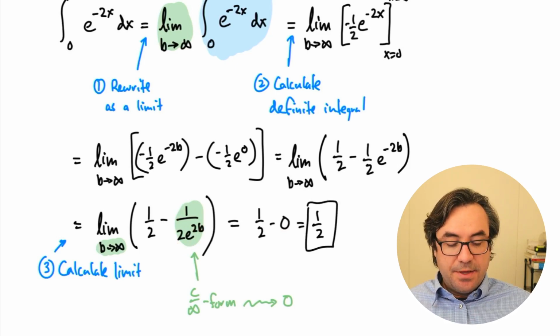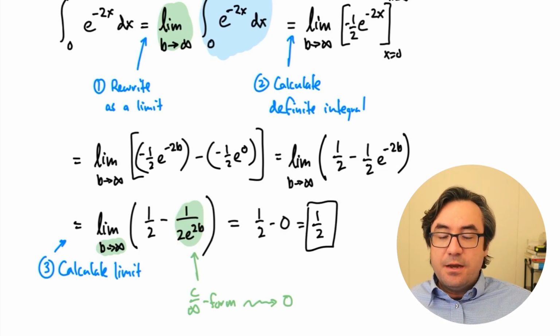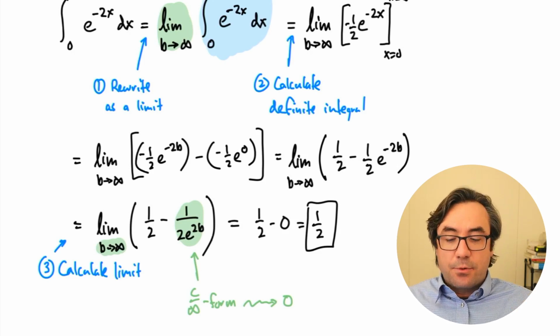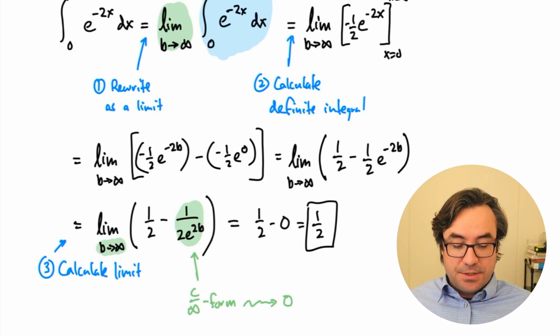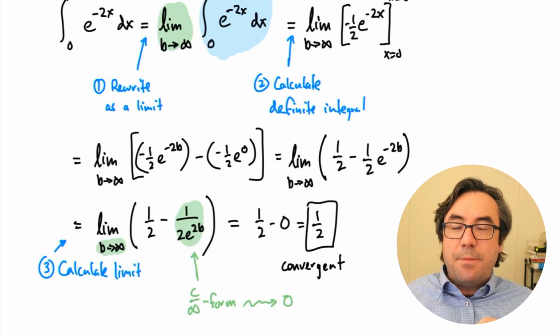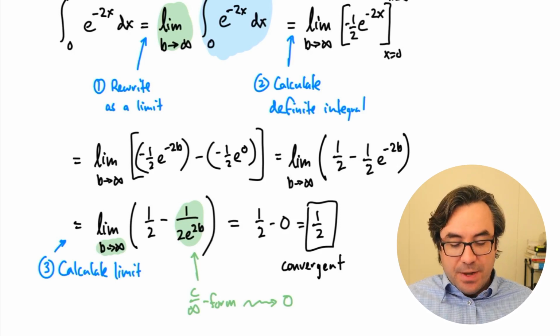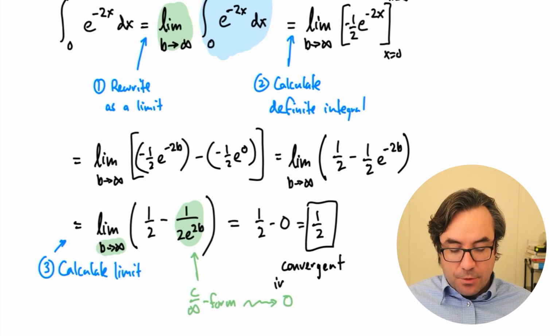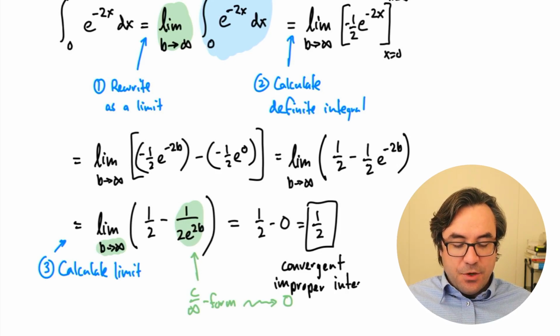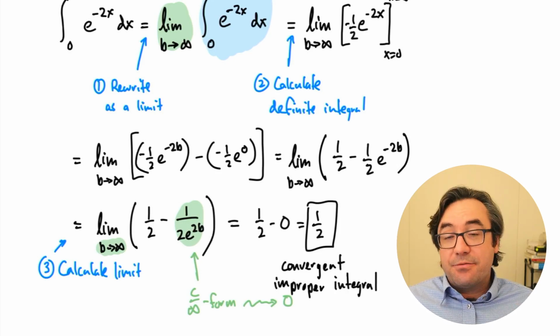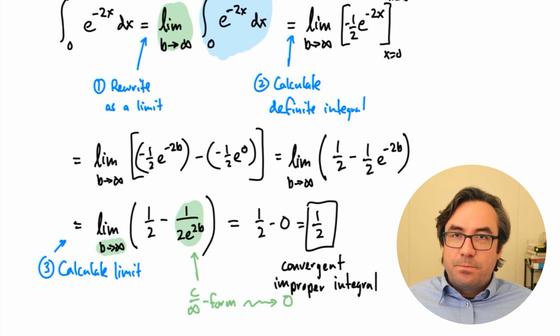So what this is telling us, the fact that we get a number here tells us that our improper integral is convergent. And if we want a picture, so we have a convergent improper integral. And so we can say then that the value of this integral is 1/2. Now, what does that mean? What is our interpretation of this 1/2?